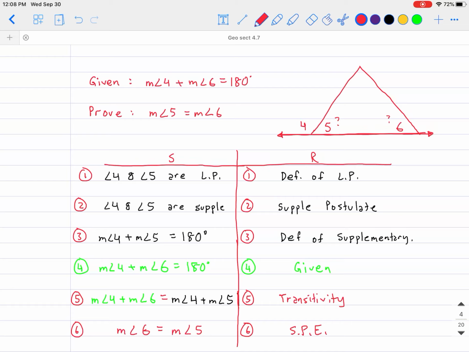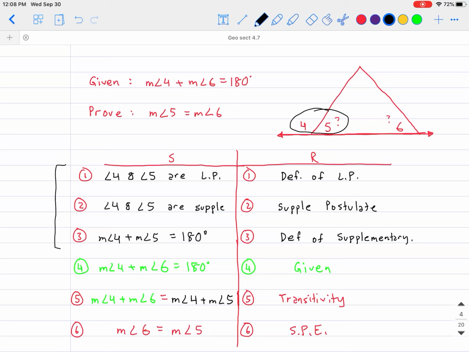Take the given right here. Now, there's not much you can do with this. Measurement of angle 4 plus measurement of angle 6 is equal to 180 degrees. That is literally a dead end. So what that means is we might want to dig around just to see what we can unearth. So all this in black here is basically what I noticed.